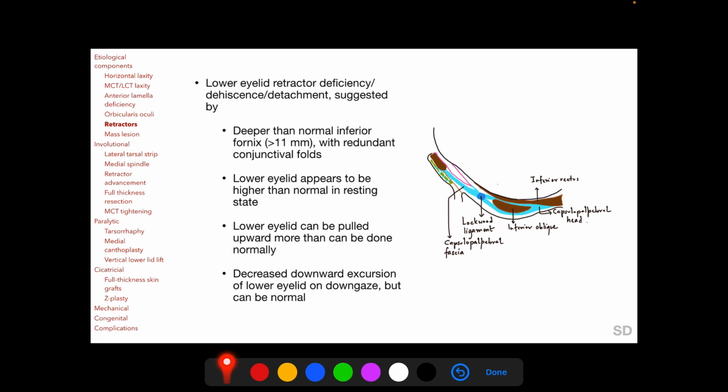And defect of this lower eyelid retractor system is suggested when we find a deeper than normal inferior fornix, more than 11 mm away from the lower eyelid margin, with redundant conjunctival folds within the fornix. Also when the lower eyelid in the resting state appears to be higher than it normally is, when the lower eyelid can be pulled upward more easily than it can be done normally, and when there is a decreased downward excursion of the lower eyelid on down gaze. But this factor can be normal even when there is a retractor deficiency.